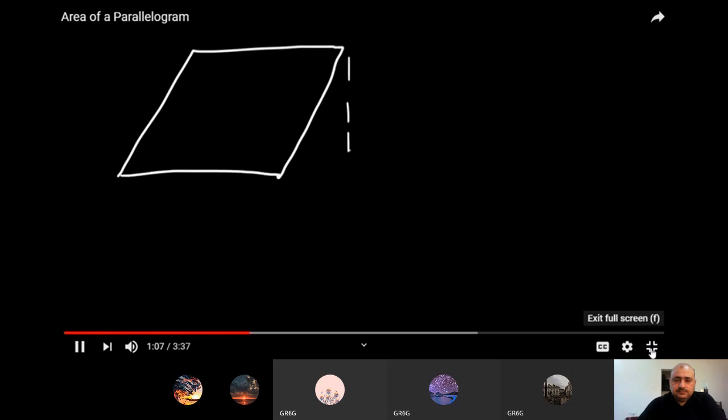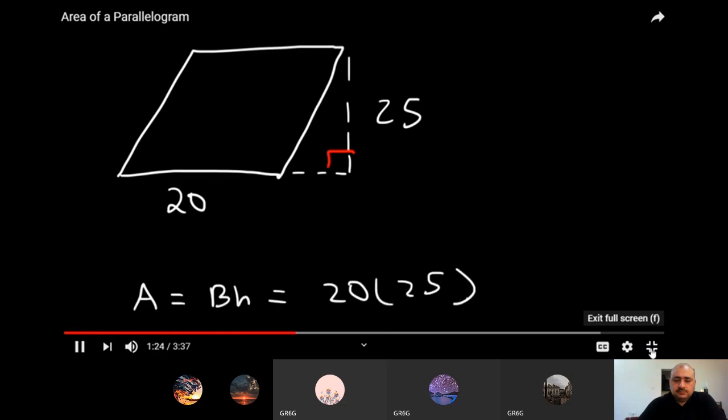Let's work on some more examples. Find the area of this particular parallelogram. It has a base of 20 and a height of 25. So the area is simply base times height, 20 times 25, and that's going to be 500. So it's 500 square units. And that's basically all you need to do to find the area of a parallelogram. Let's work on one more example.